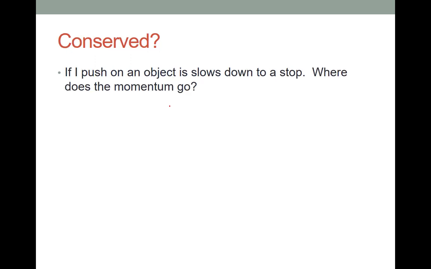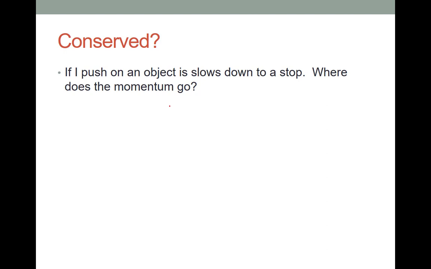So, as an example of that, if I push on an object, say a ball, and get it rolling across the floor, eventually that ball will slow to a stop, assuming it doesn't hit a wall or something else first. Okay. So why does it slow? Well, it slows because there's an external force on it. It's not isolated. Okay. That external force is friction. So where does the momentum go? Well, it goes into the earth in some way.